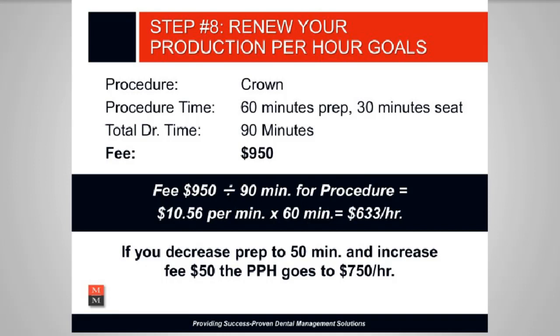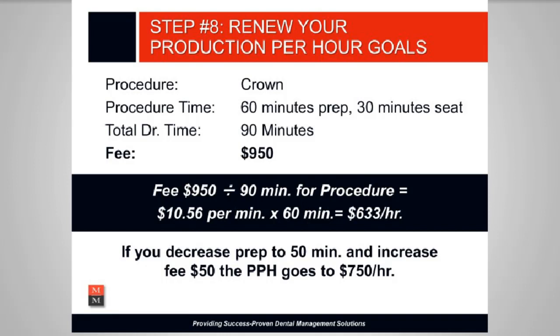And it obviously must equal or exceed the identified goal. Now, it might do that for crowns, but it might not be doing that for a class 1 filling, for example. So if you're not meeting your production per hour goal, you have 2 choices. Reduce the time you take to perform the procedure and or increase the fee. So in this example I've got here, if that prep could be reduced to 50 minutes from 60, the total time for both appointments then would be 80 minutes instead of 90.